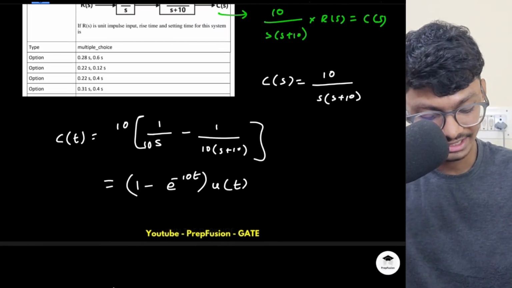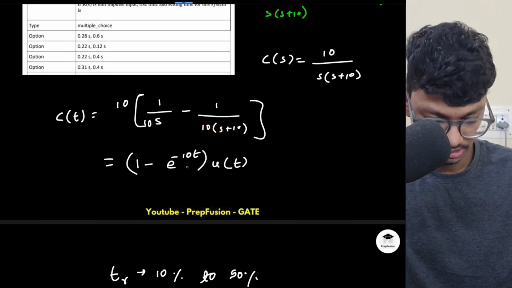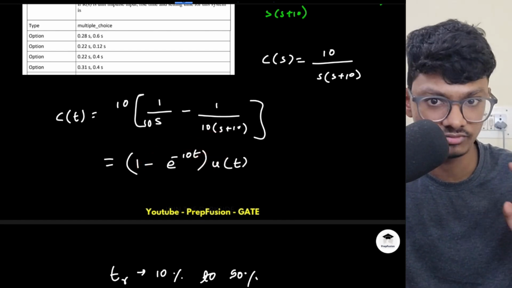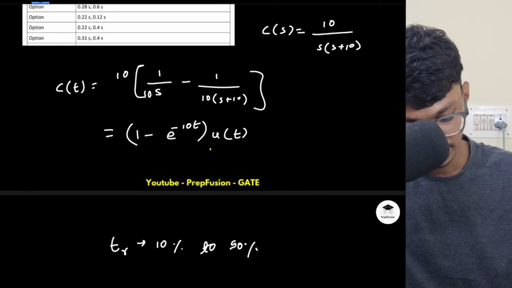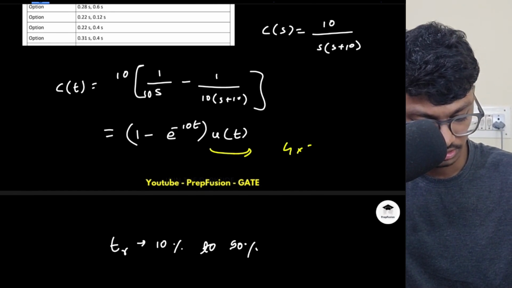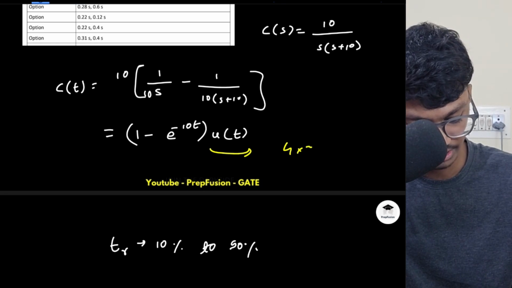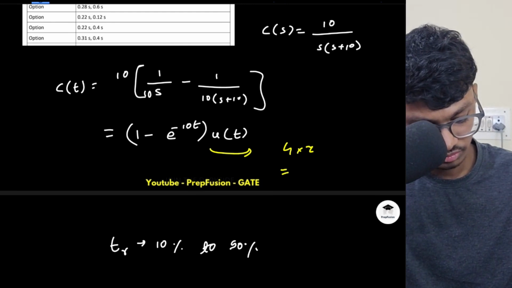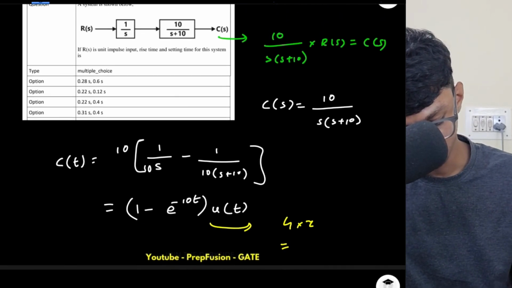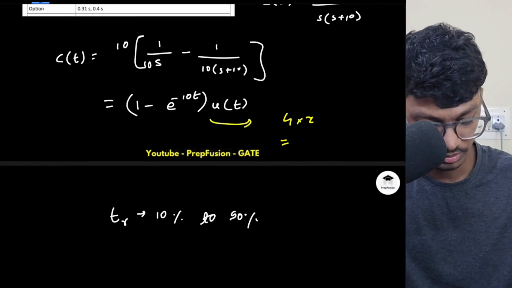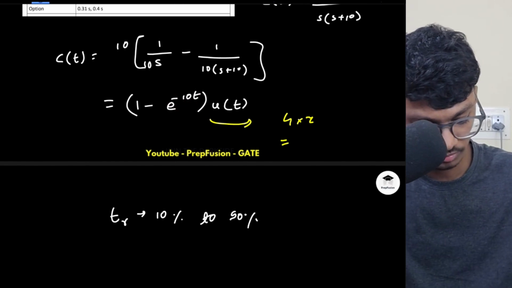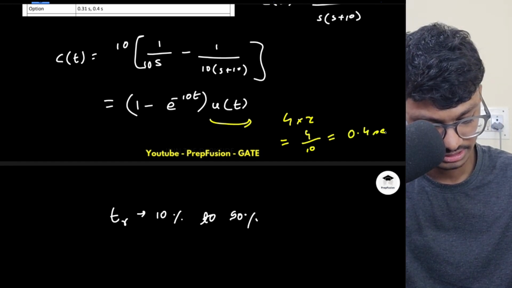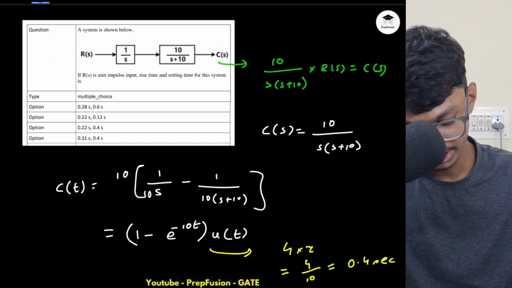And what is the settling time? Settling time is like 4 times tau, because this exponential will settle in 4 times tau. So here settling time will be very simple, 4 times tau, because this is just a single exponential. There is no second order thing over here. What is my tau? Tau is 1 by 10, so it will be 4 by 10, that is 0.4 seconds. So your settling time will be 0.4 seconds.